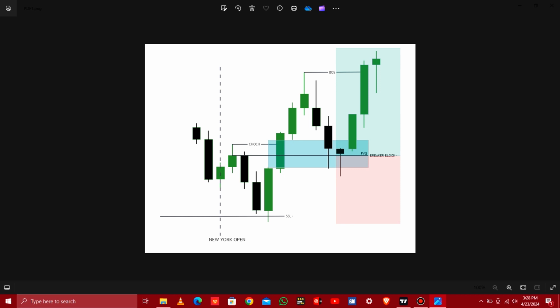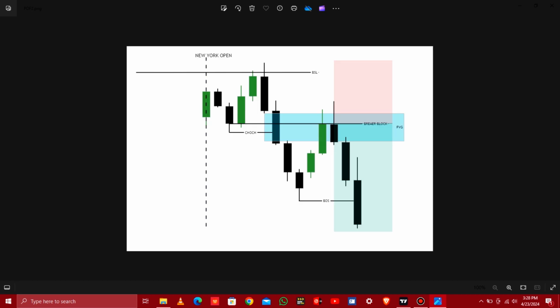Okay, so what we want to be doing is putting our buy limit right there, targeting this high or even the high that the market had already made. So it's that simple. Let's go to a sell model. This is a buy model.